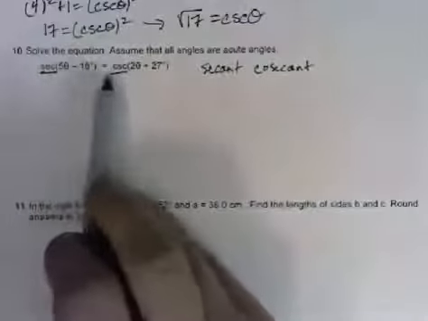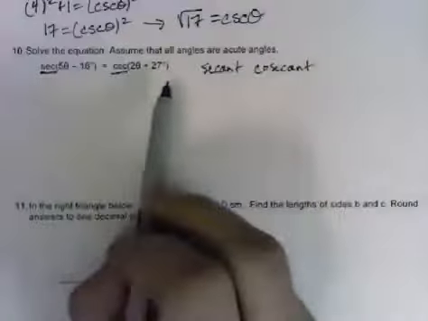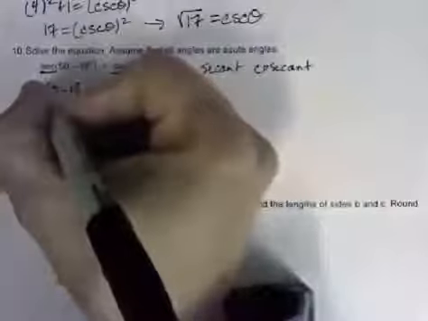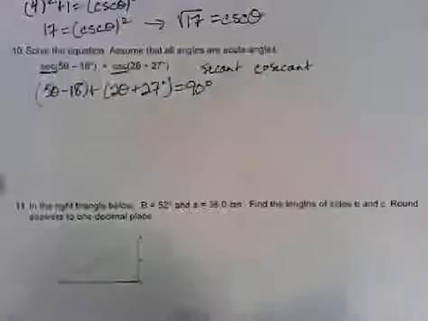Or we can also use one of the actual identities that says that secant of theta is equal to cosecant of 90 minus theta. Either way you do this one is fine. I'm going to do it by just taking the two expressions, adding them, and making my total 90 degrees. Then I'm going to solve this for theta.